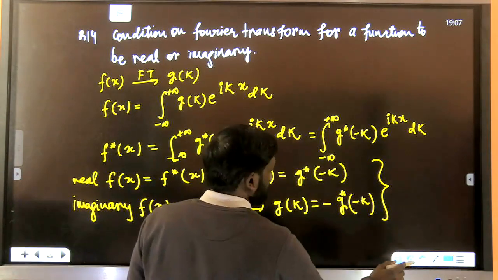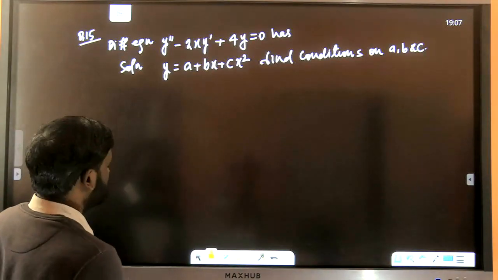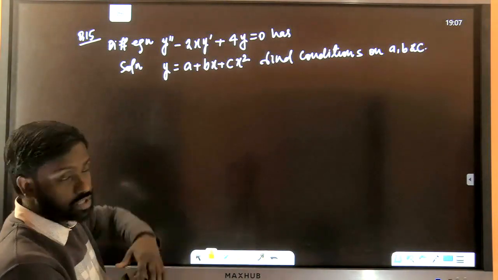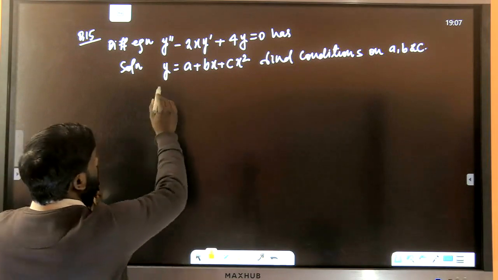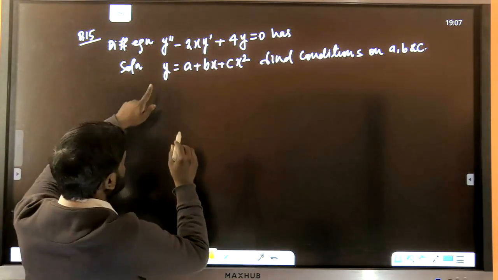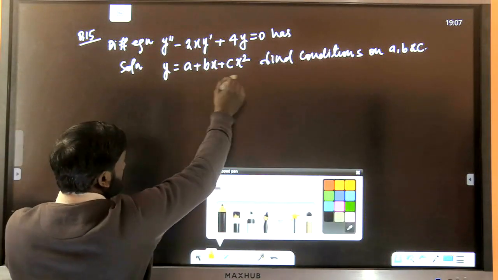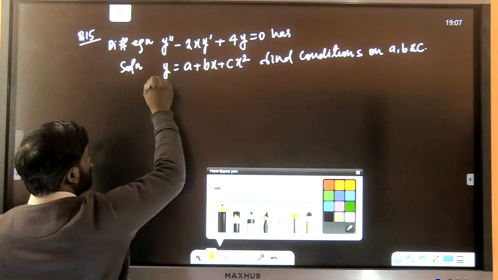Now let's move to another question. So we are quickly covering all these questions. This is a differential equation, and it says it has this solution. We have to find the condition on a, b, c. This is a solution of this differential equation, so this solution must satisfy the differential equation. So we'll put this here.